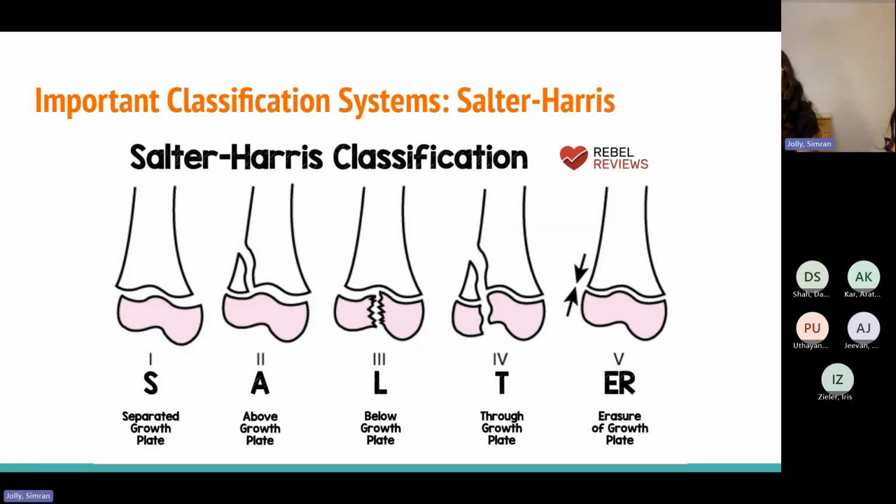A quick one to mention is the Salter-Harris classification. This is more of a pediatric thing that you might see in clinic or in fracture clinic, for example. So an important one just to be familiar with at least.